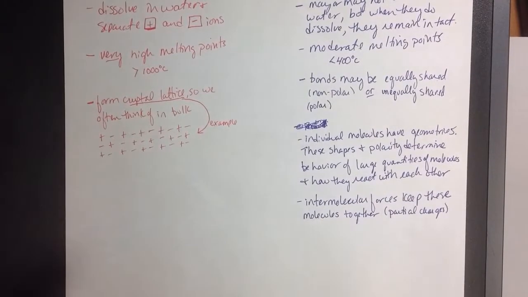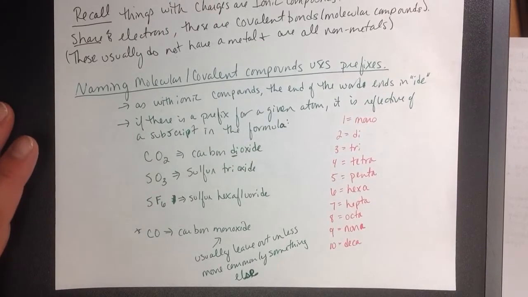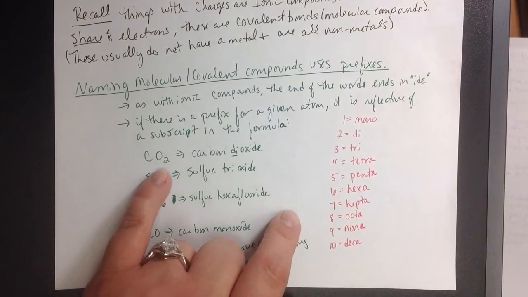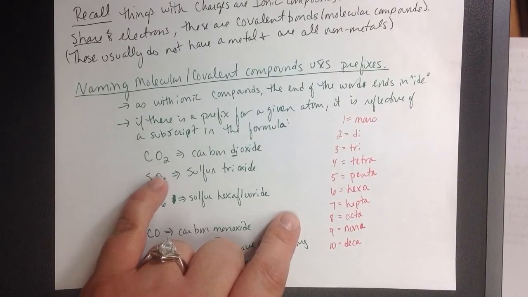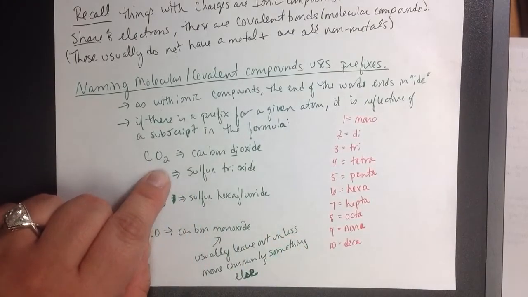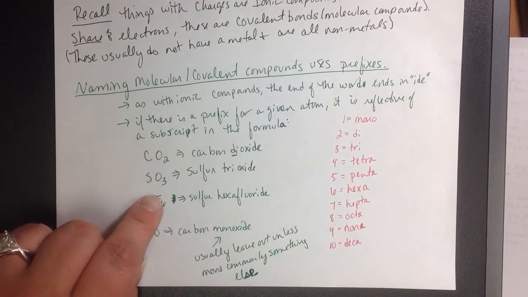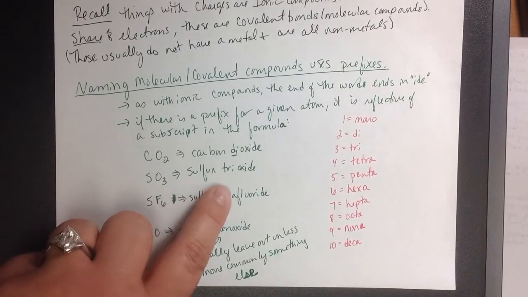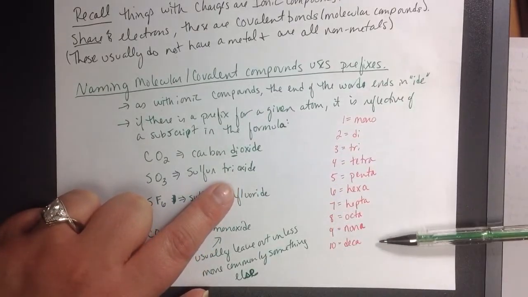Okay? Really quickly, I want to run you through how to name covalent compounds. If you have something like CO2, the difference here versus what we just did with ionic compounds is we're going to give a prefix to tell people how many there are. So this would be carbon dioxide. Here we have 3 oxygen, so it becomes sulfur trioxide. And we do that by using this nomenclature over here as the prefixes.